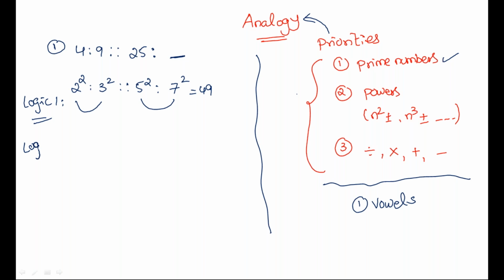Next, logic 2 for the same question. And why options are very important. You see 4 and 9, I can write 9 as 2 cube plus 1.